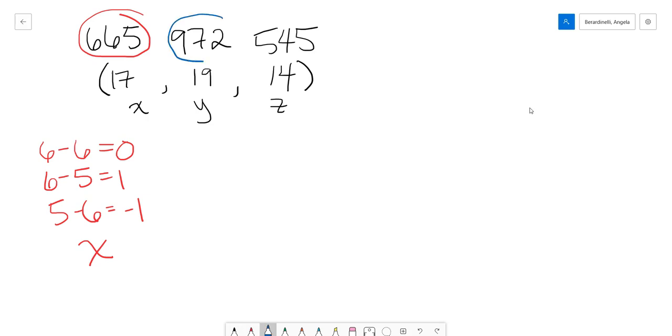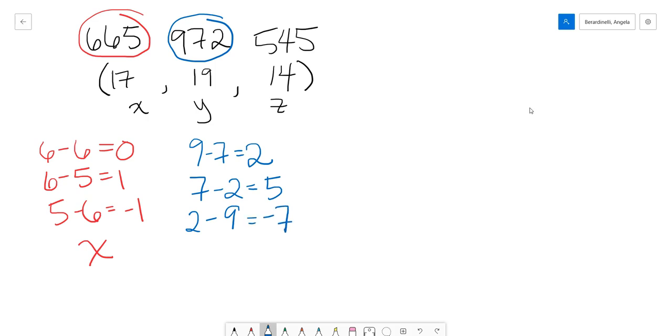If we want to look at how it moves along the y-axis, we do the same thing. First number minus second number, 9 minus 7 is 2. Second number minus third number, 7 minus 2 is 5. And third number minus first number, 2 minus 9 is negative 7. So these are the movements that this room makes along the y-axis.